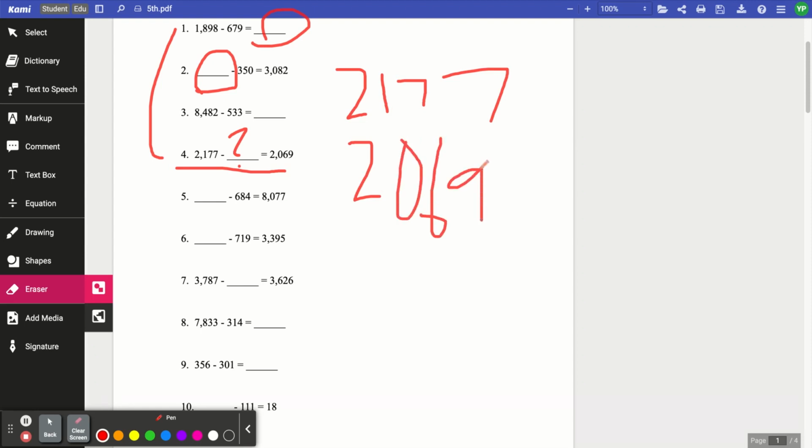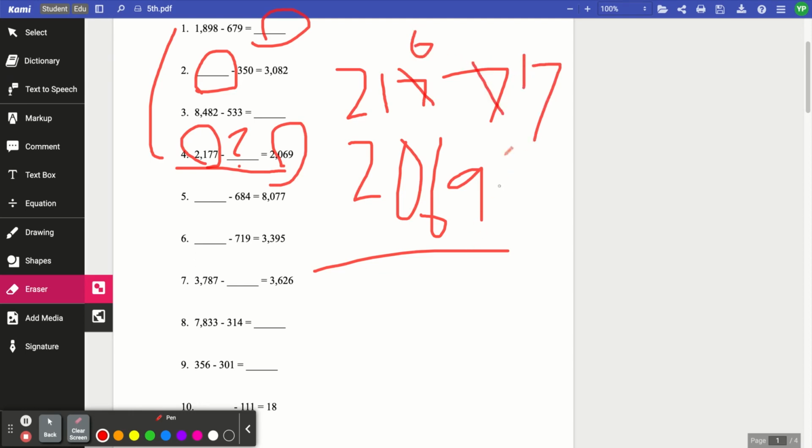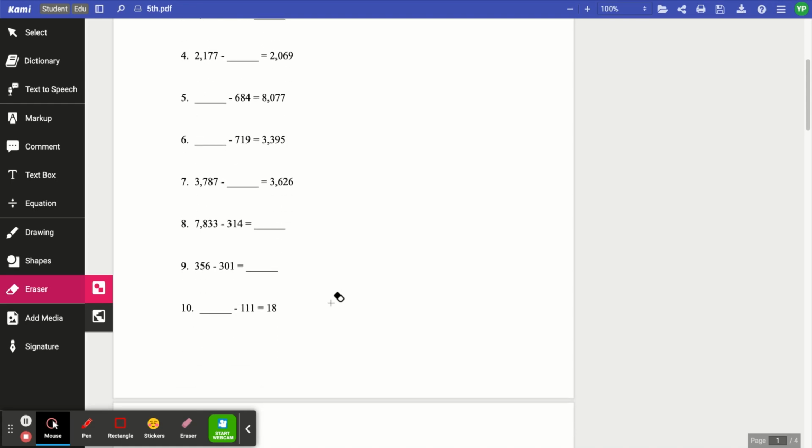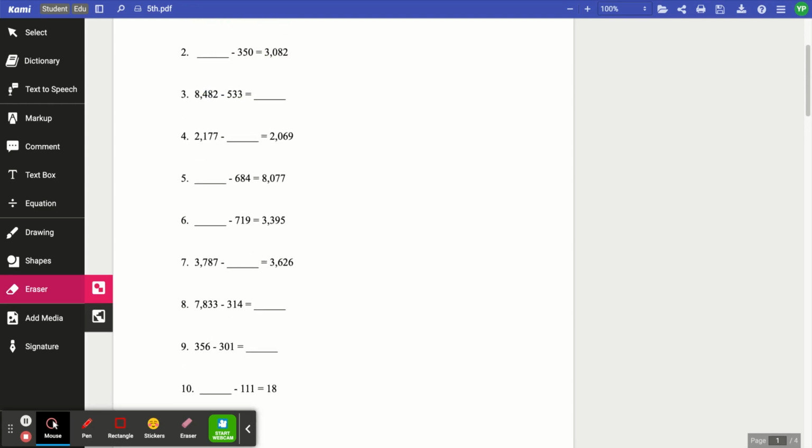All you have to do to solve for the question mark is subtract the biggest number and the second biggest number. We have to borrow from the neighbor, and then this becomes 17, this becomes 8, 0, 1, 0. So for number 4, if you plug in 108 for the question mark, you will get the answer: 2,177 minus 108 will equal 2,069. And that's all there is for subtraction. Those are the three different types of subtraction.